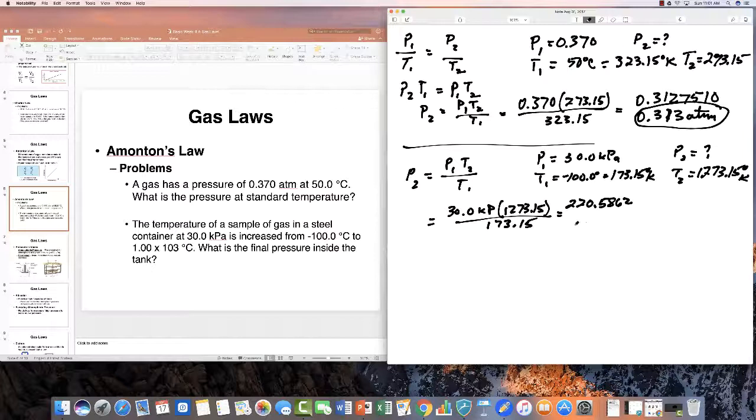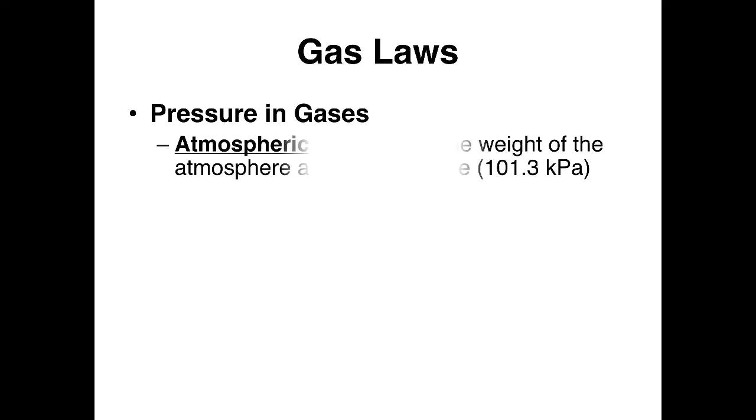The answer in the calculator is 220.5862. This is three significant figures, and four significant figures here, three significant figures here. So the answer should be to three significant figures, or 221 kilopascals. Every answer has a label.